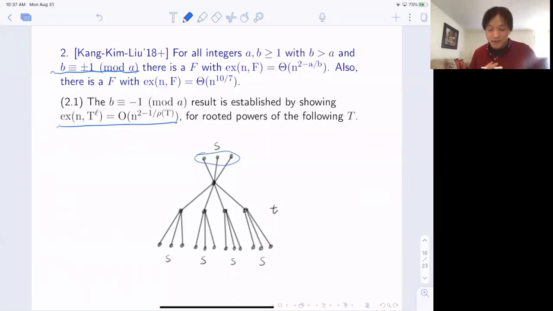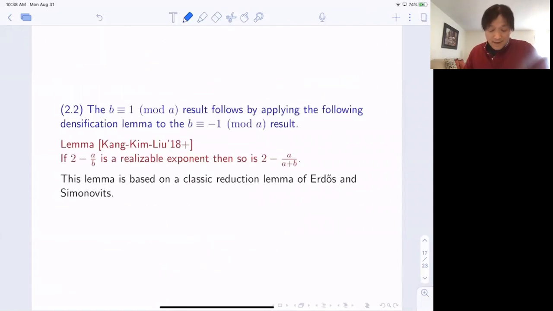They use dependent random choice, so it's crucial that this number S matches the other numbers here. Later you can see that these problems are not so easy. If you change this S to something else, the problem becomes difficult, but very different, because the rho value also changes. And their B congruent to 1 mod A result follows from applying the following densification lemma to the earlier result.